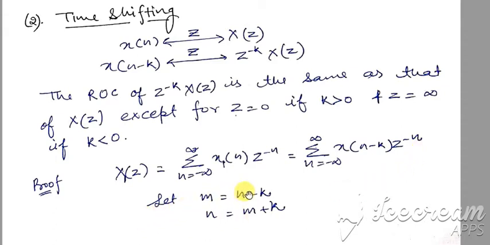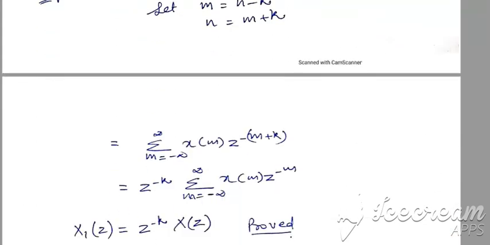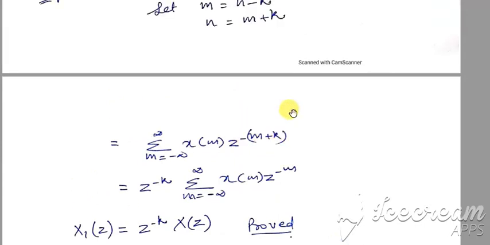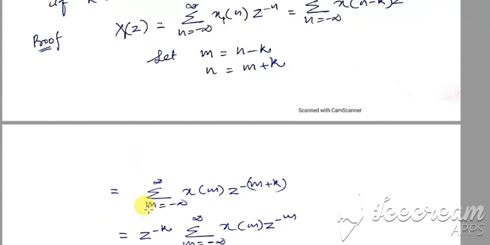Now let m is equal to n minus k. So n will become n is equal to m plus k. Now in this equation we will put the value of m, then it will become x(m) z raised to the power, here it was n, so we will put n is equal to m plus k. Now the limit, it was n is equal to minus infinity, will become m from minus infinity to infinity of x(m) z raised to the power minus (m plus k).